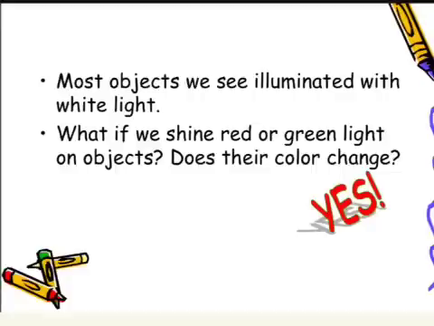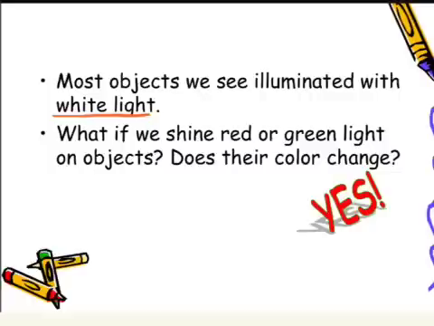So think about this question. Most of the objects that we see are illuminated with white light. Most of our world is white light. It's either sunlight or lamps or lights in the house that we make to be white because that is what we're used to. But think about this.